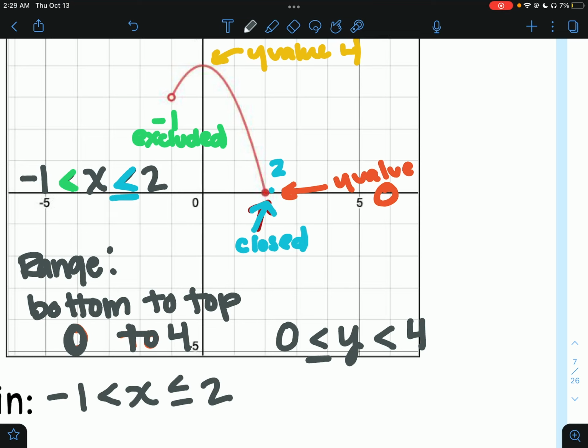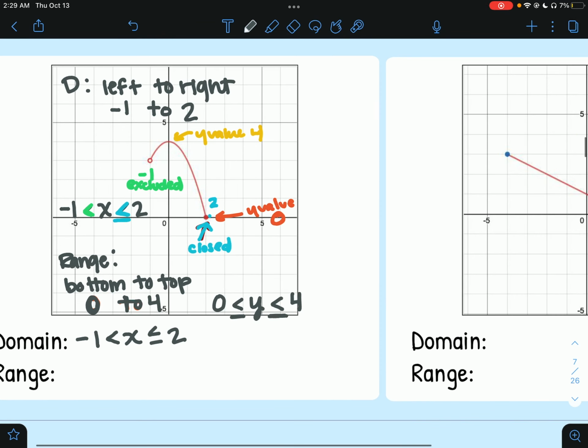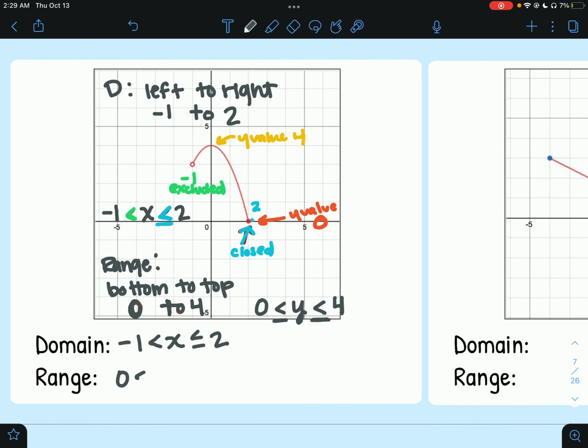Our point at 4 is not an open circle, so we're also going to make it or equal to, which gives us our range. 0 is less than or equal to y, which is less than or equal to 4. Now, that mistake I just made is a common mistake. Be careful. Domain is always x, range is always y, because those are the set of values that you're interpreting.